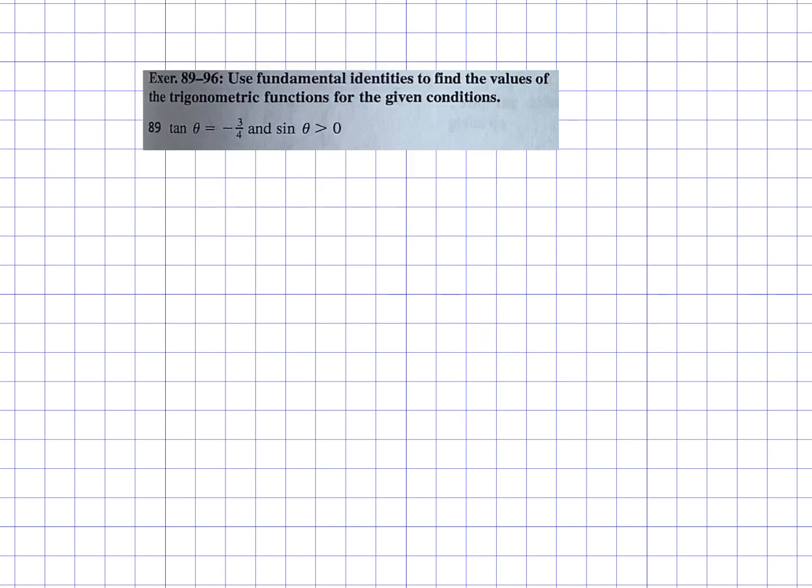All right, use fundamental identities to find the values of the trigonometric functions for the given conditions. Okay, so tangent is y over x, and we are at negative 3 over 4. Now, we don't know where the negative's at. It's either on the y or the x, but then we have this. Y is positive, so that means the negative has to be on the 4. So y is positive, and x is negative 4.